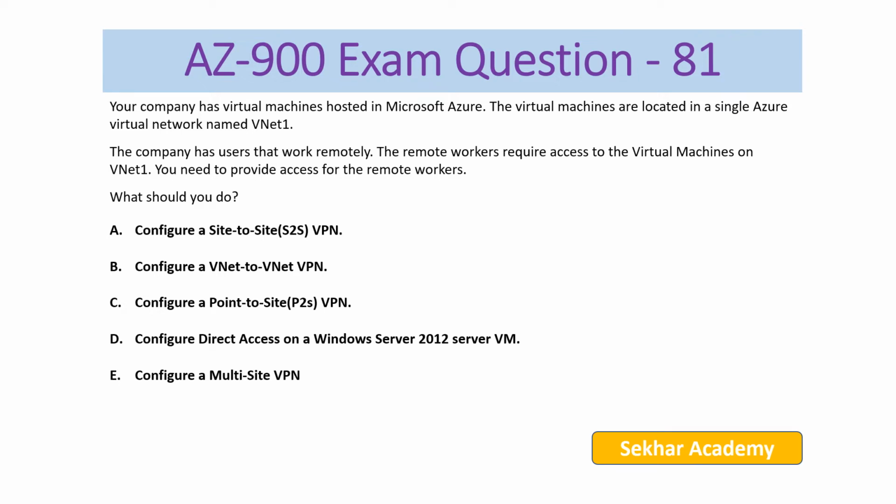What should you do? A. Configure a site-to-site VPN. B. Configure a VNet to VNet VPN. C. Configure a point-to-site VPN. D. Configure direct access on a Windows Server 2012 server virtual machine. E. Configure a multi-site VPN. Here the right answer is configure a point-to-site VPN to VNet1, right? So the right answer is C.